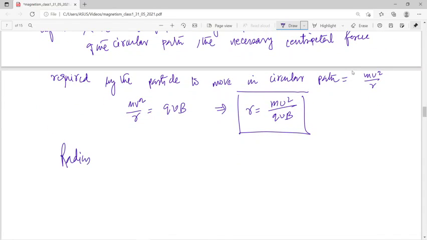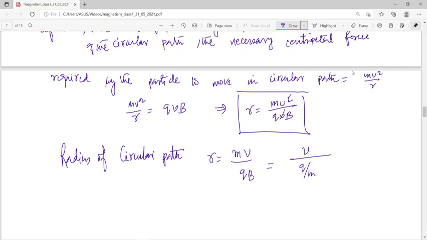If we find the radius of the circular path, you can write r is equal to mv/qB, because v² and v cancel out. This is the radius of the circular path, which is directly proportional to the speed of the particle and the mass of the particle.